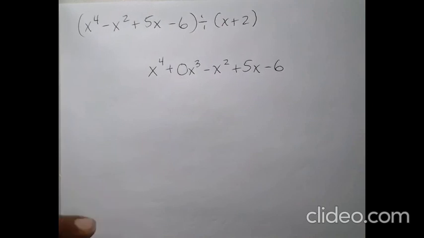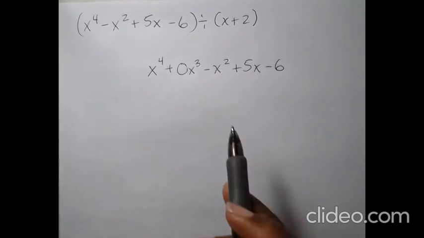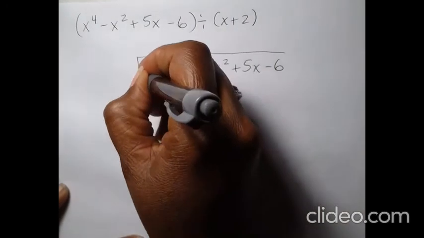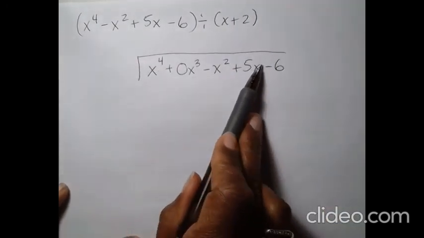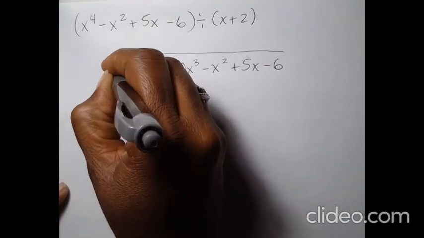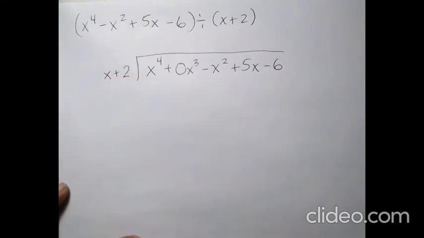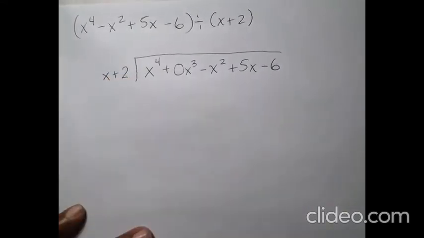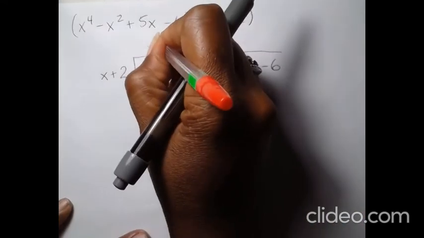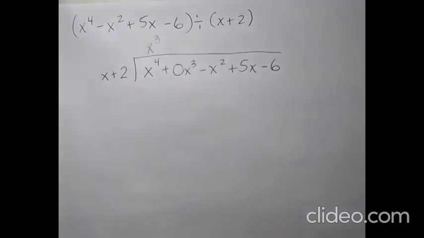We needed to add in the x cubed in order to save every term: 4, 3, 2, 1, invisible 1, and then just a constant. And this is being divided by x plus 2. So let's go one by one. How many times does x go into x to the 4th? Well, it goes in x cubed times.